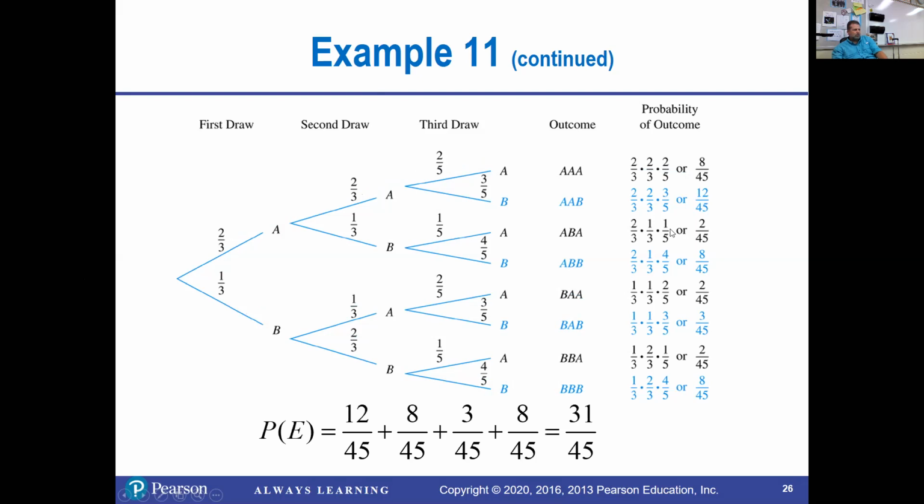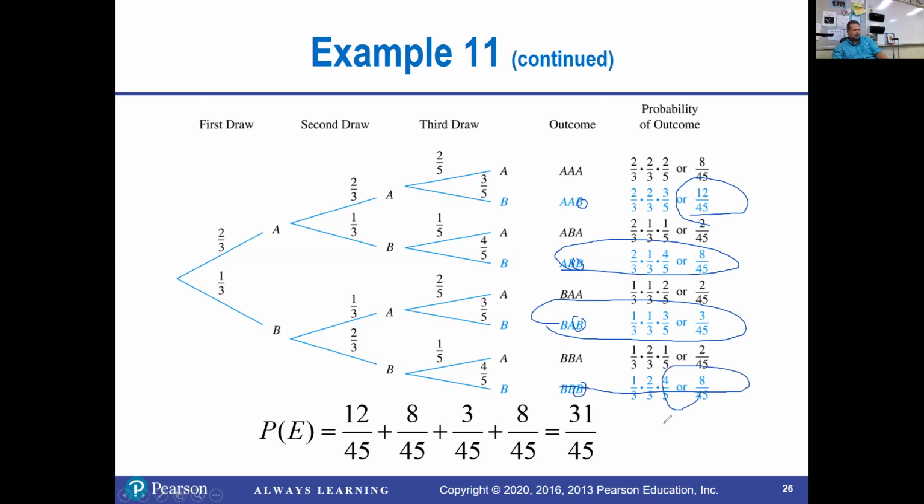All right, so where's the B's? Here's a B. So here's a B. So I have a 12. It's all the ones in blue. Here's a B. Here's a B at the end. Remember, we're just looking for this B right here. A B at the end. And so we take all of those, and because they're mutually exclusive, I can add them all up. And I get a 31 out of 45, which is reduced.